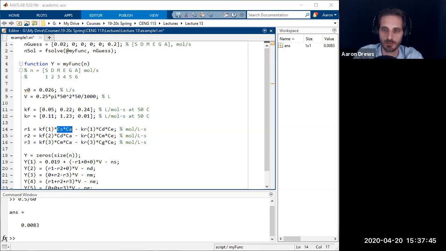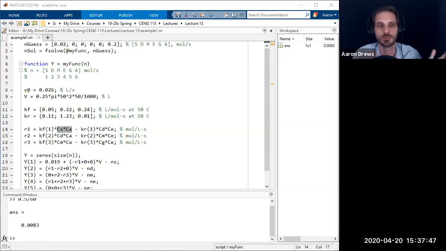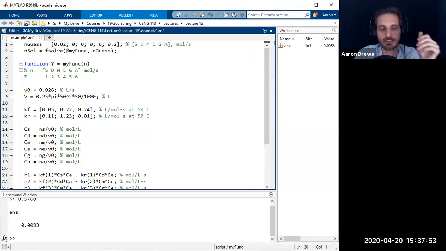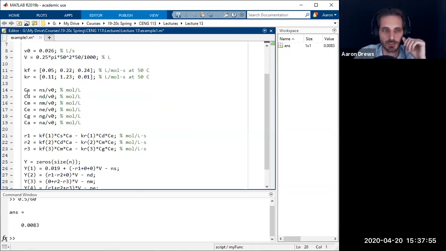Every one of our concentrations is always equal to a molar flow rate divided by a volumetric flow rate. And so I can put those in here and say the concentration of soybean oil is the molar flow rate of soybean oil divided by V0, right? This looks very tedious to write, but the advantage of it being very tedious is that you can check the pattern very easily and figure out if you've made a mistake compared to the way that you wrote it when you were setting it up theoretically, right?